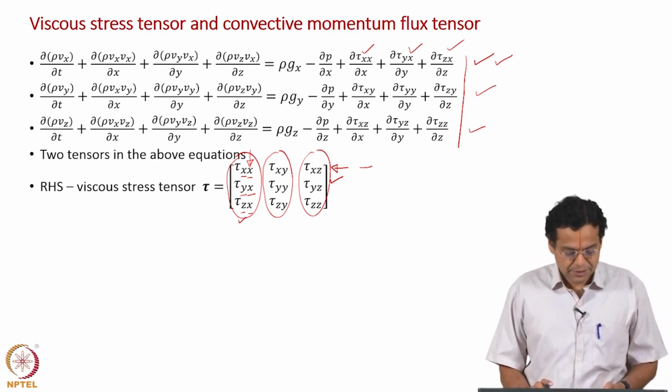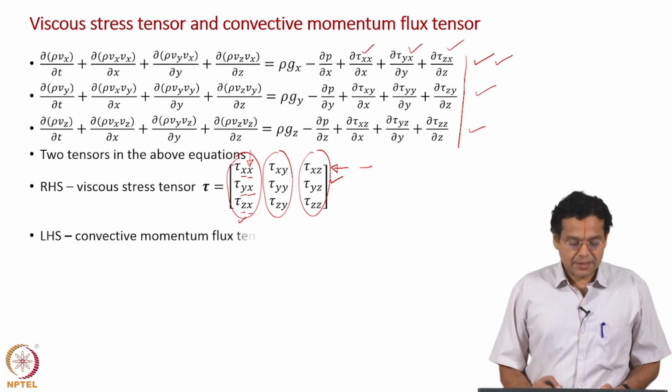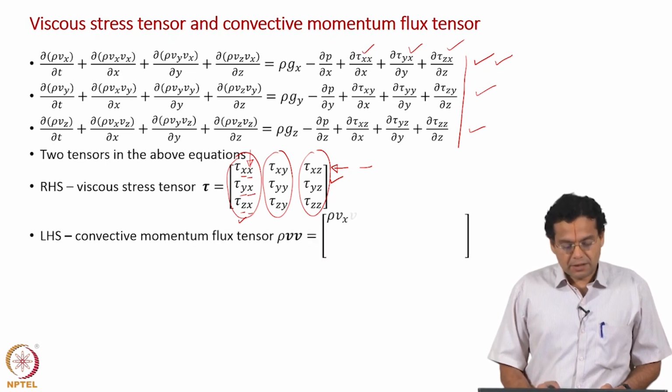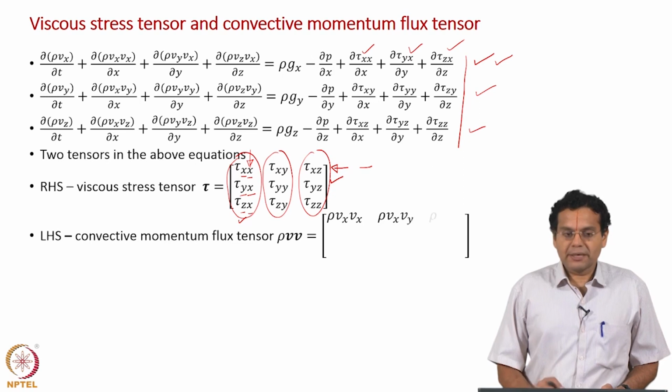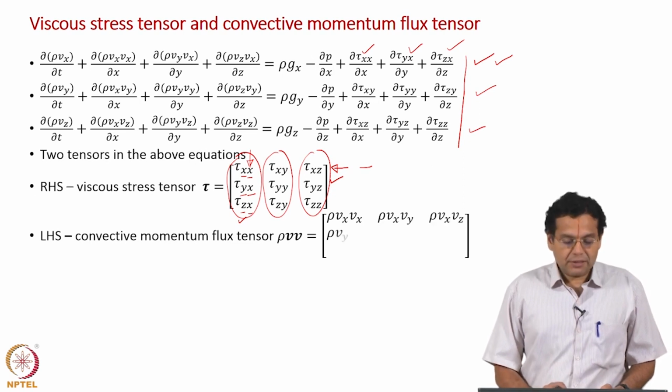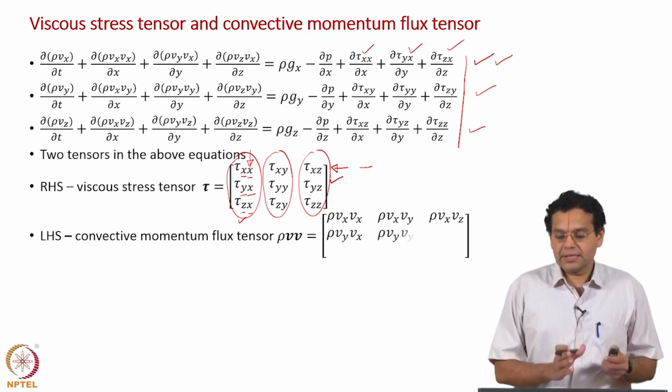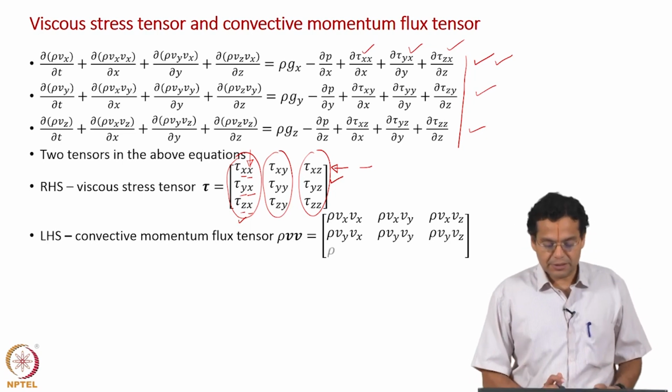Okay. Now, let us look at another tensor, called the convective momentum flux tensor, which is on the left hand side of this set of differential equations.